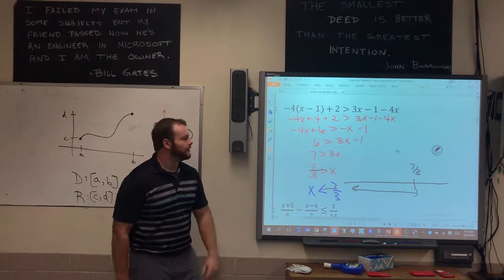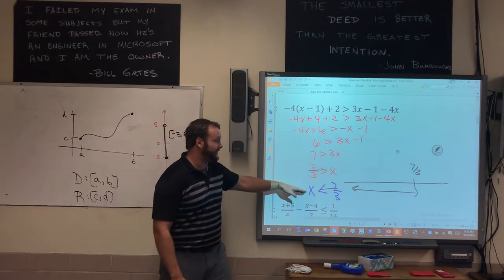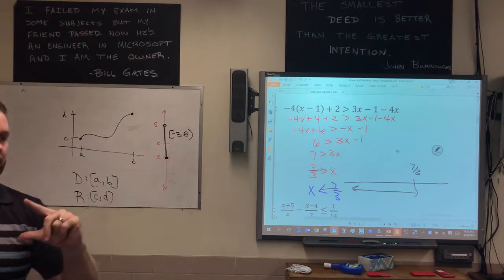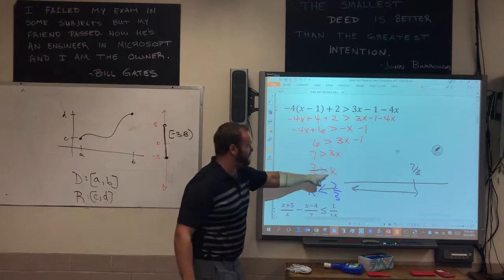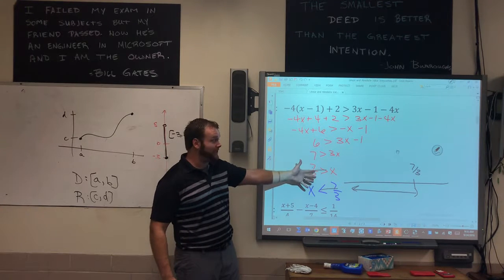All right, so 7/3 is greater than X. The same thing as X is less than 7/3. I like to think of my inequality symbols as the heads of arrows. Okay? If that arrow is pointing to the X here, then it needs to be pointing to the X down here, right?